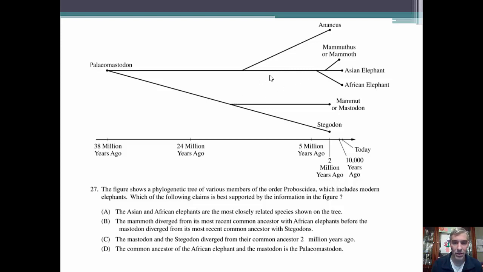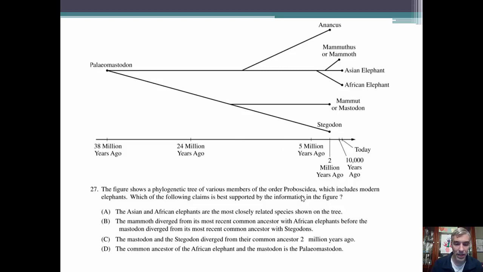Now we have to figure out, does that relationship make sense? The mammoth diverged before the mastodon. No, it didn't. It diverged after, right? Because this is in time. This is the past in that direction. So it happened after that. So you discredit B. C. The mastodon and stegodon diverged from their common ancestor 2 million years ago. Mastodon, stegodon, 2 million years ago? No, they diverged from their common ancestor way longer than that. Probably closer to 20 million years ago, based on this scale.